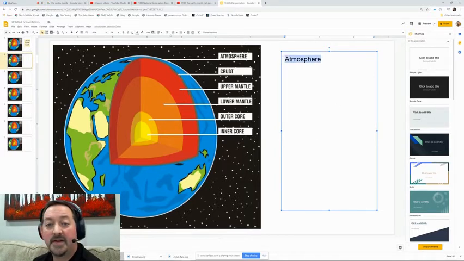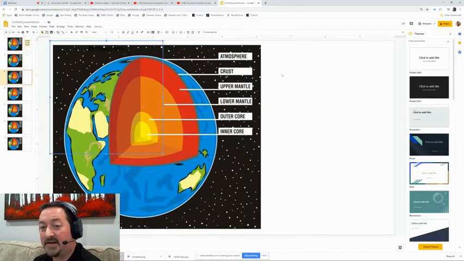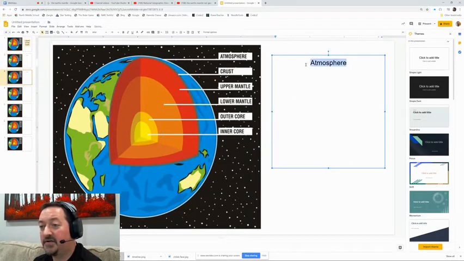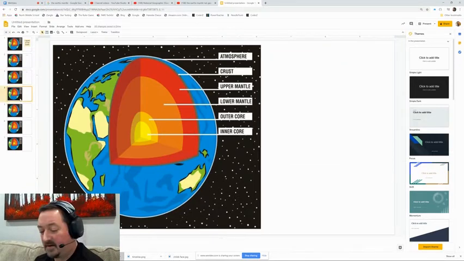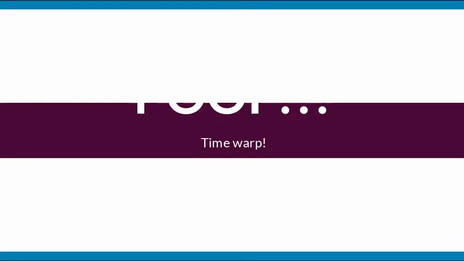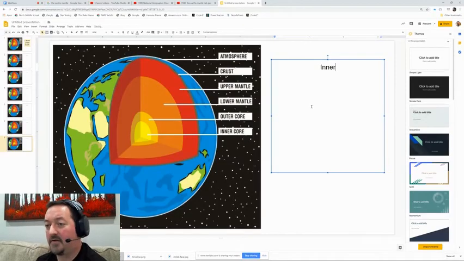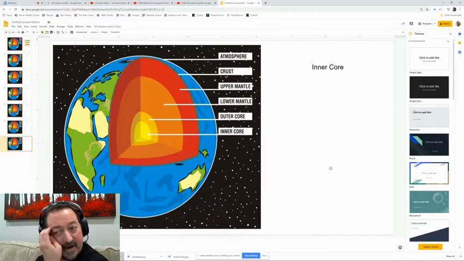So I'm going to type in the title slide, atmosphere, and then I'm going to copy and paste that. I'm going to paste it in here and change it to crust and the inner core. Now I have my text boxes set up. I can go back in and fill those in.